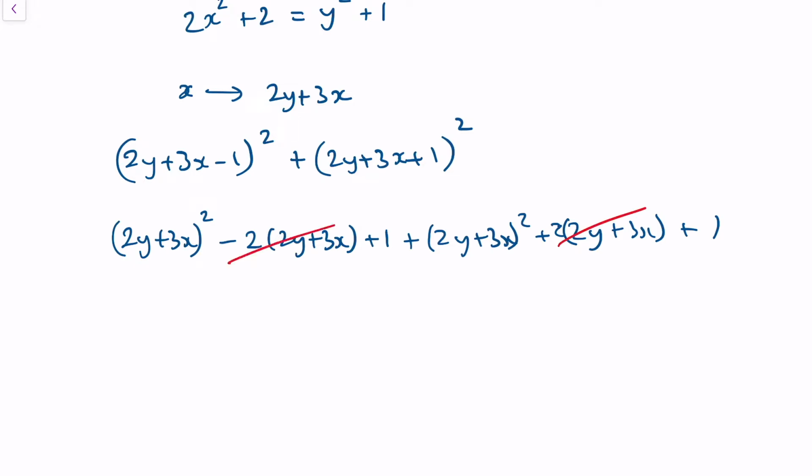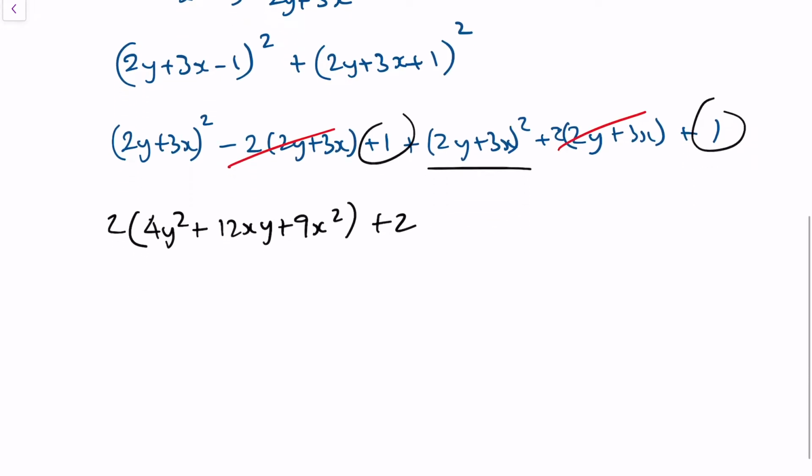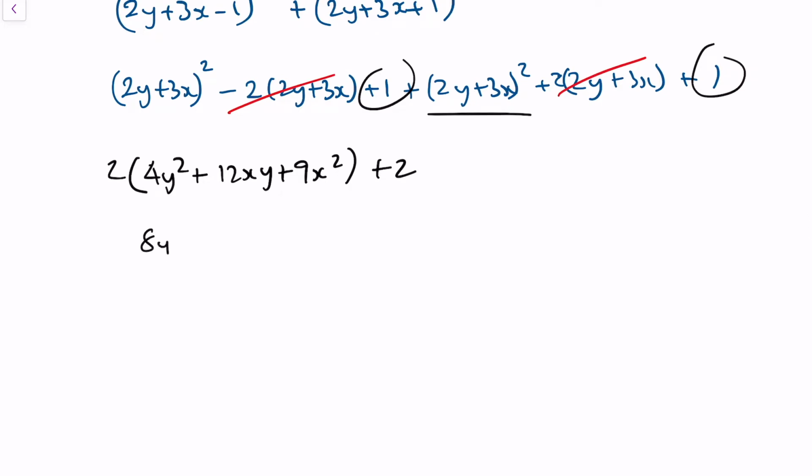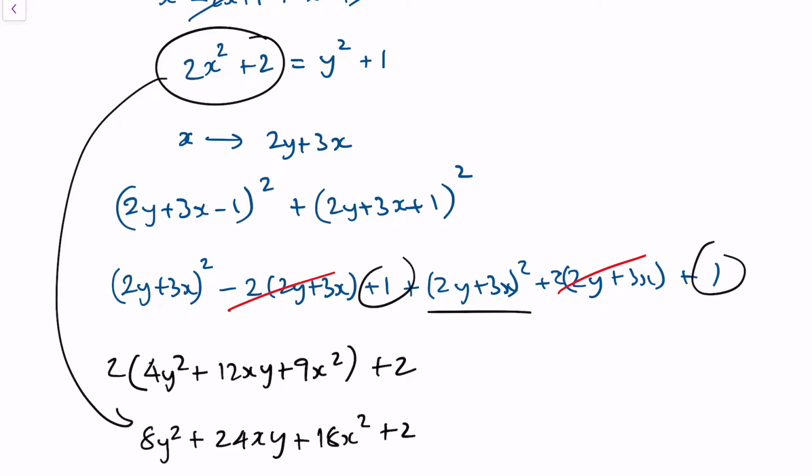So this will go with that. Let's expand that. We have 4y squared plus 12xy plus 9x squared, and we will just have the same thing here, so let's just double it. Plus 2, that's 1 plus 1, right? And if you write it explicitly, we have 8y squared plus 24xy plus 18x squared plus 2, okay? So as you can see, the left-hand side is quite different from the left-hand side here. So we've changed the equation significantly.